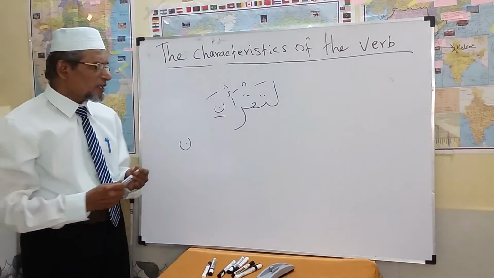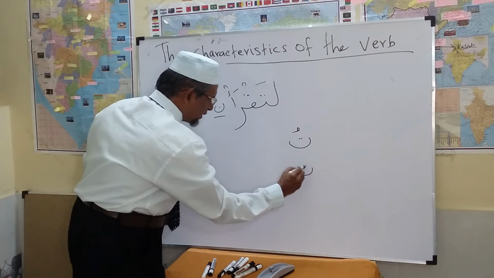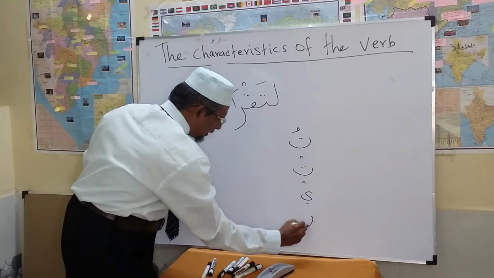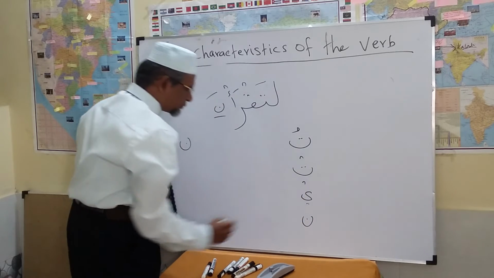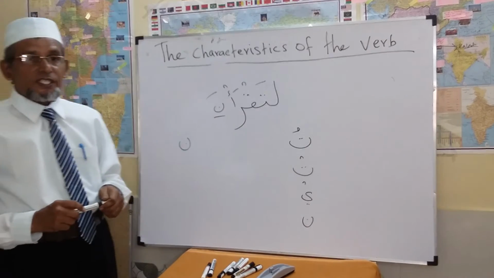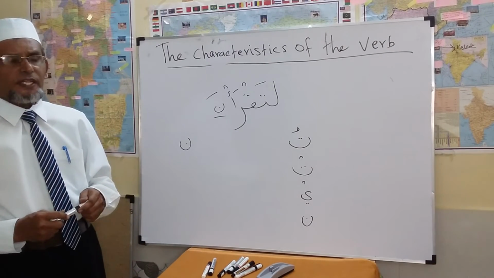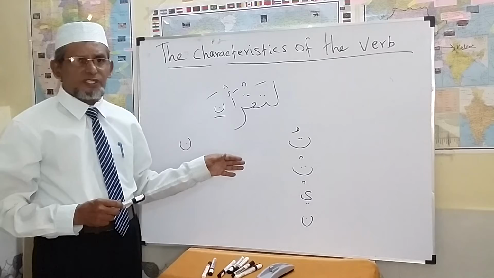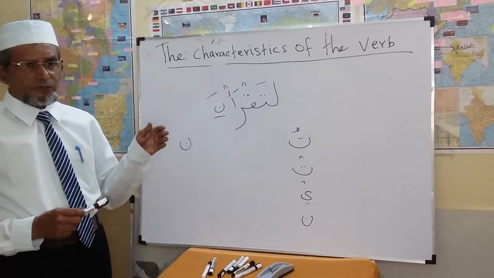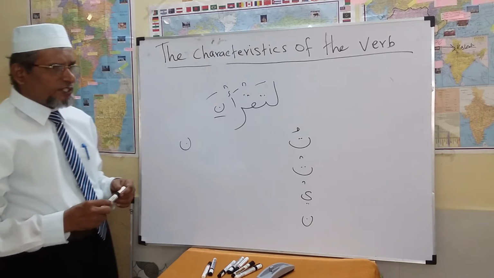Thus, the letter tu, the letter ta, the letter ya, and the letter noon are characteristic evidence of the verb. If any one of these characteristic evidence is present in a word, we can understand it is a verb.